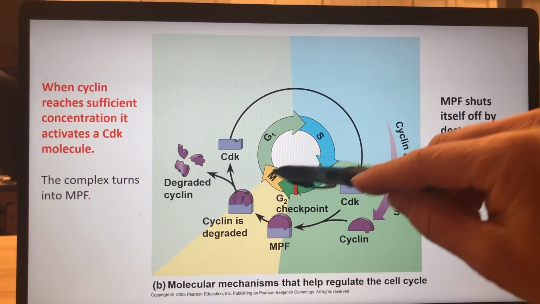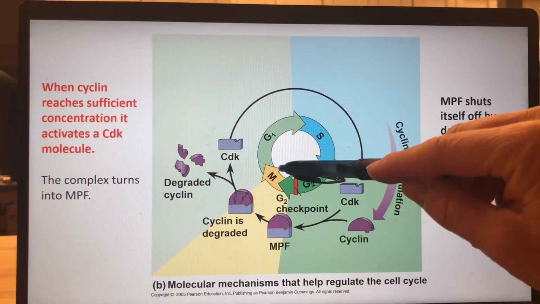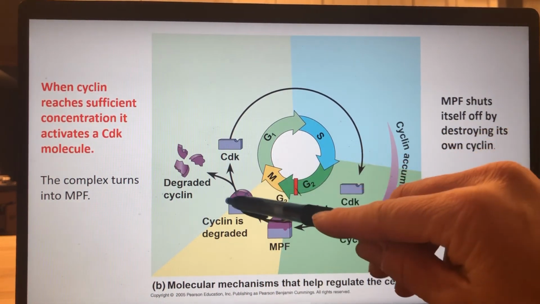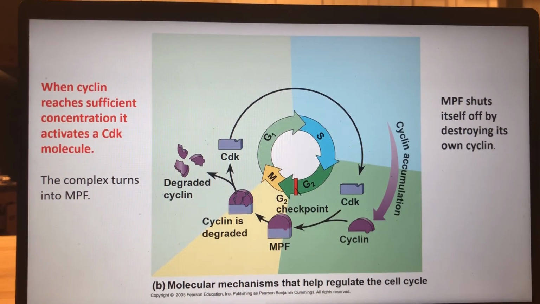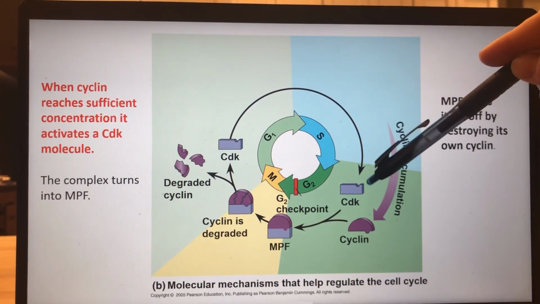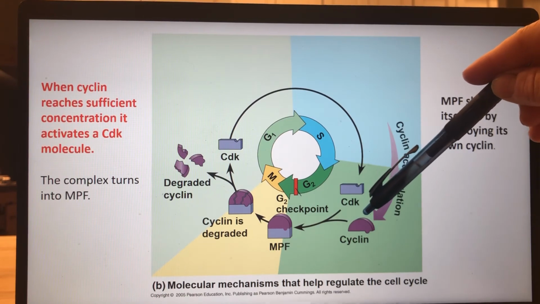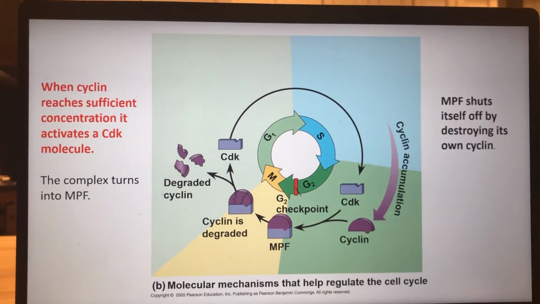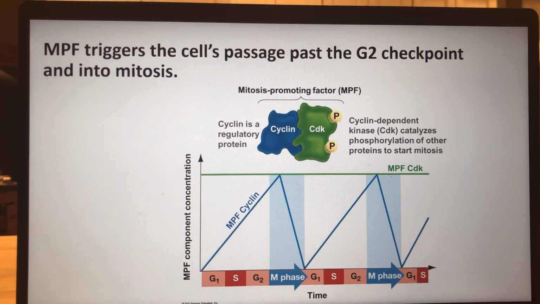After it's reached the point of mitosis and pushed the cell through the checkpoint, this cyclin gets degraded. It is degraded by MPF. MPF will basically shut itself off by ripping apart its own cyclin. And then it's really cool because the CDK is basically recycled back, and the cyclin concentration is built back up, and the whole process keeps going. MPF triggers the cell's passage past the G2 checkpoint into mitosis. You just have to know that that's what MPF does.